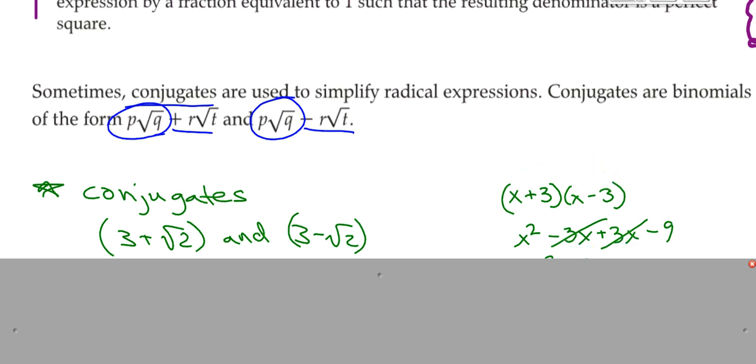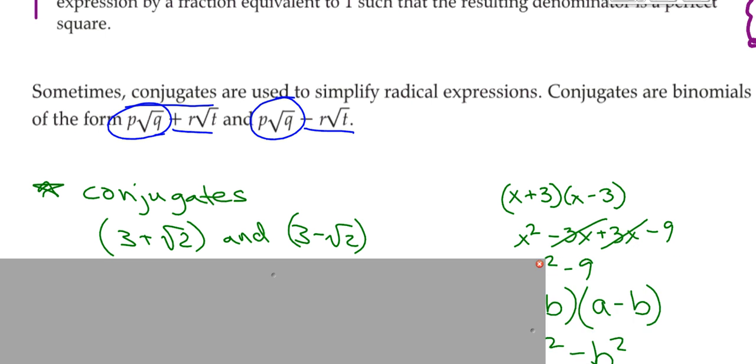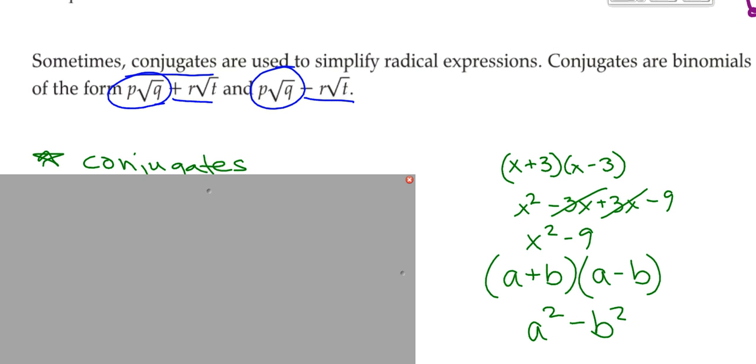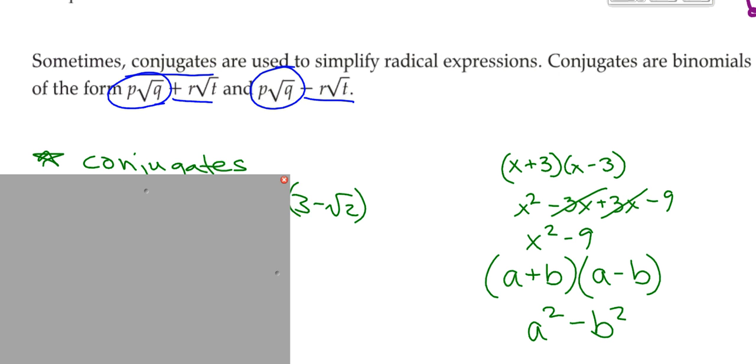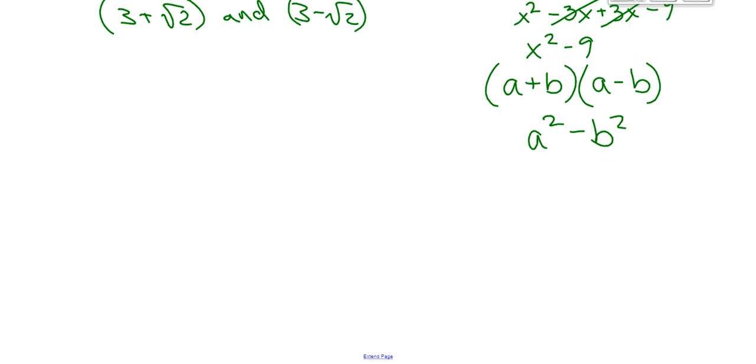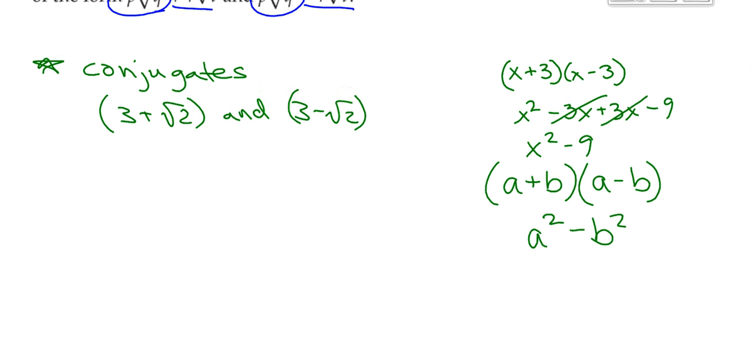And let me get rid of some of those. And then notice that the plus 3x and minus 3x cancel each other out, and we get x squared minus 9. And so back in algebra, you learned a rule that says if you take a plus b times a minus b, you get a squared minus b squared. And so that is something that you'll be using when you use conjugates.